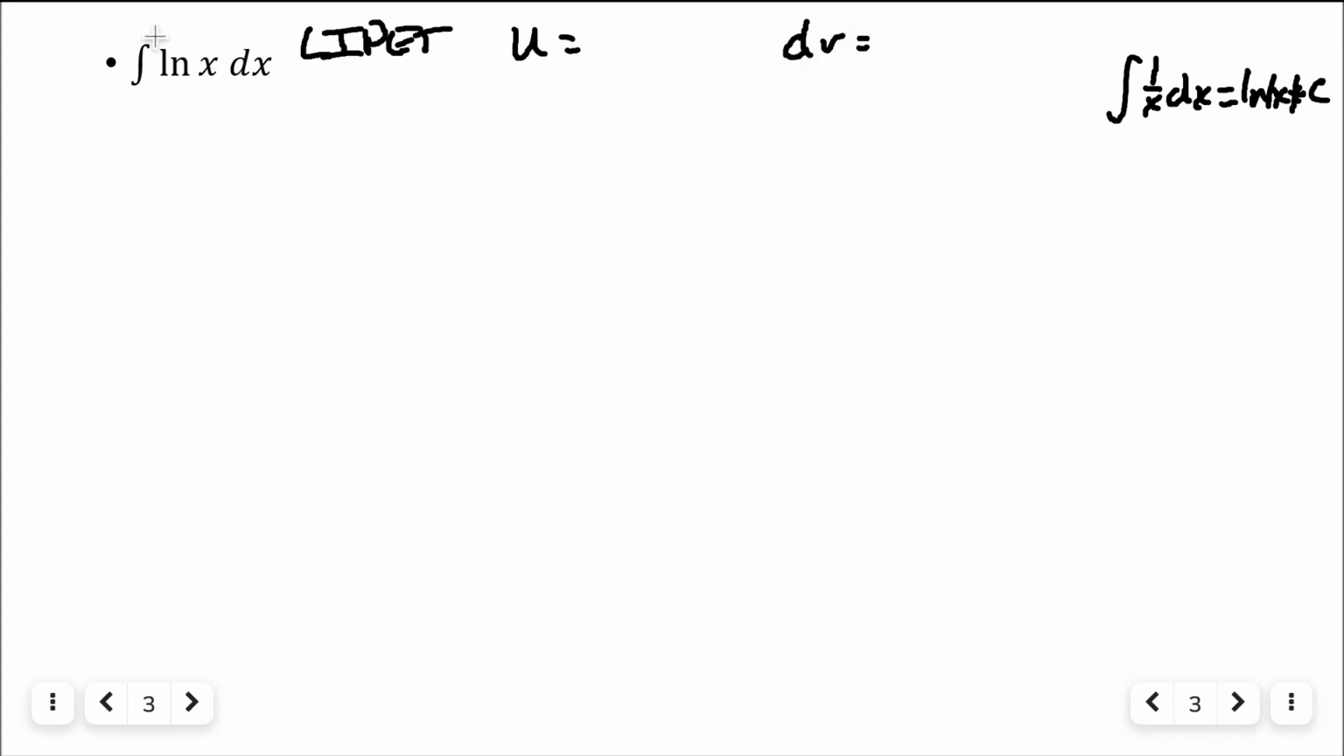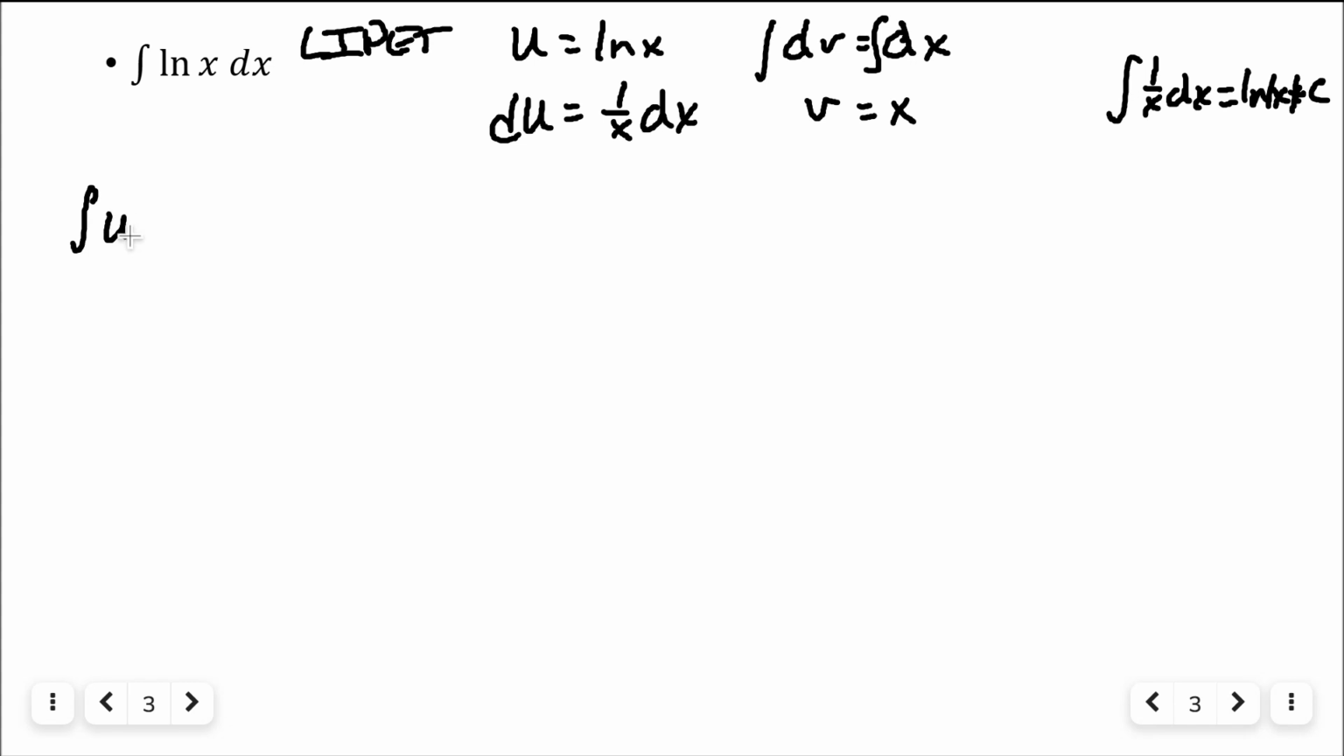Well, there's only one thing to pick for u, and that's ln x. So we're going to pick it. We got no choice. And then we're going to pick dv. dv is what's left over, so that's dx. We're going to differentiate u. The derivative of ln x is 1 over x dx. The integral of dv is v. The integral of dx is x.